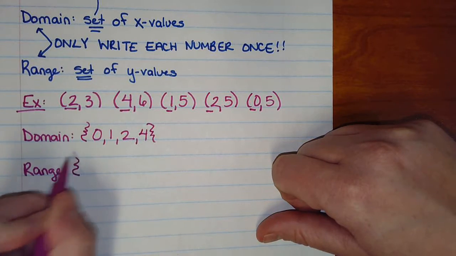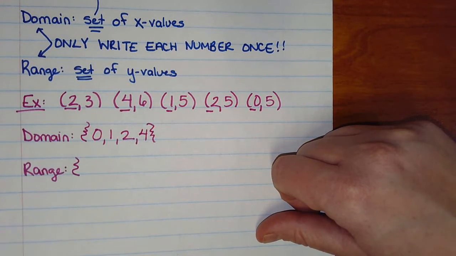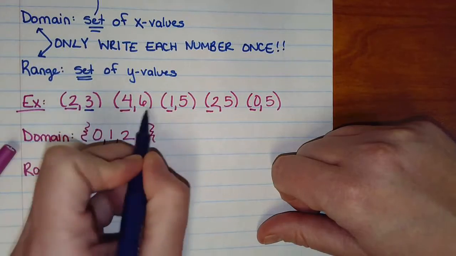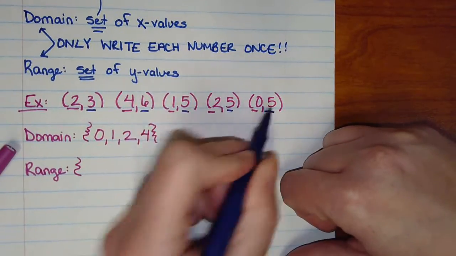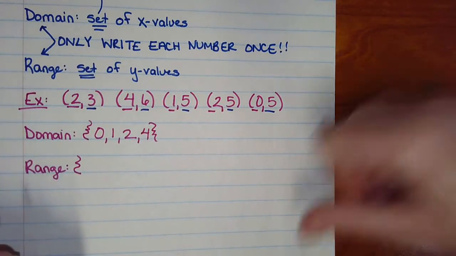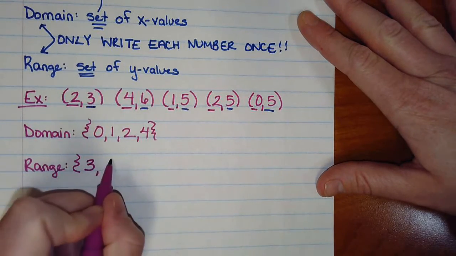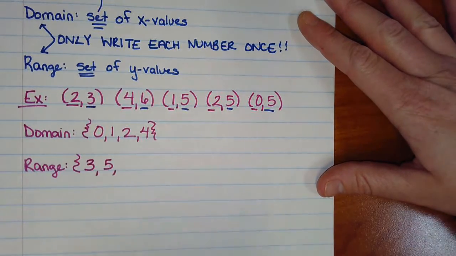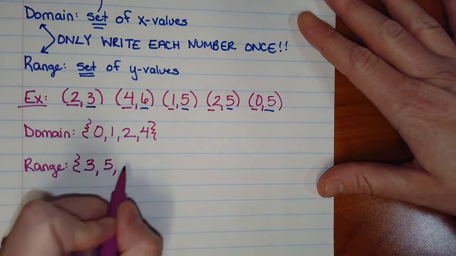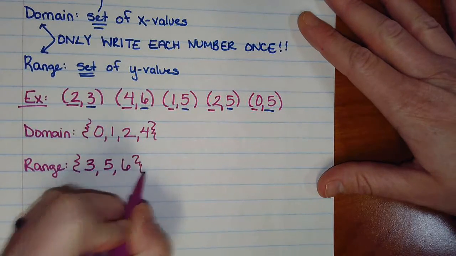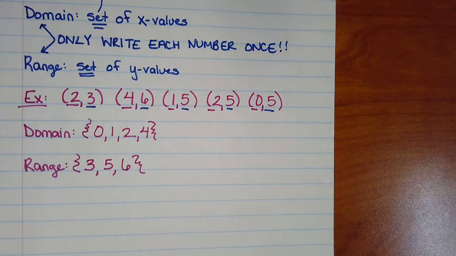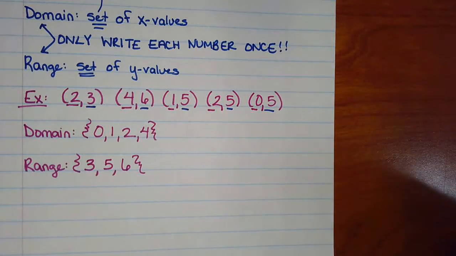My range is going to be the set of the y values. So that's going to be the 3, the 6, the 5, the 5, the 5. So the smallest of those is 3. Then I have a 5. It shows up 3 times, but you only write it once. And then 6. So that's how you write your domain and your range. That's it. Don't make it any harder than it is.